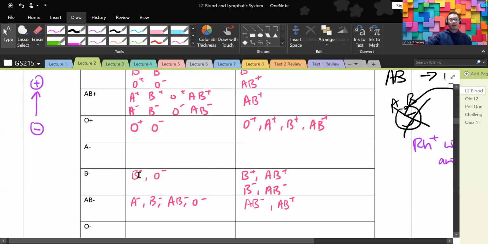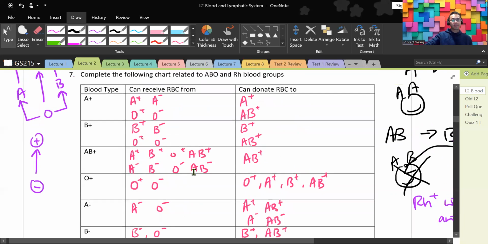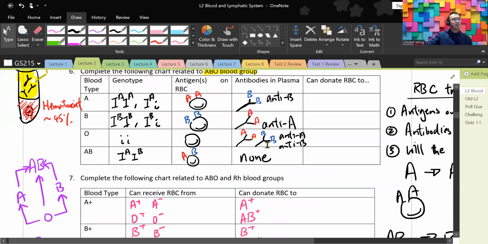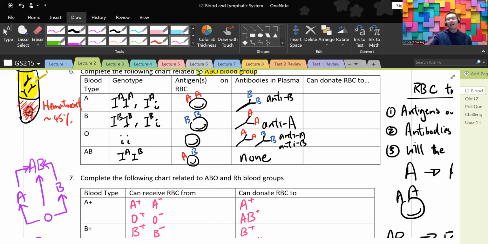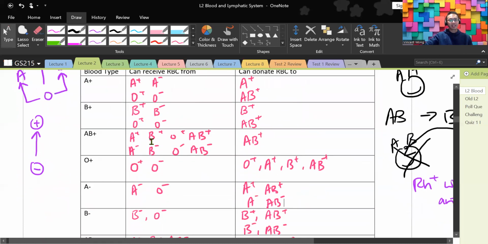O negative, sure. We might as well do all of them. A negative here, I'm just going to put in, it's the same case, right? A positive, AB positive, A negative, AB negative. If O has no antibodies, why can't they get A, B? So no. O has antibodies, right? Donna, O has anti-A and anti-B. That's why they cannot receive from any of the other groups, because their antibodies will attack all of these cells, right? I know it's confusing, the antibody and antigen, so no worries.